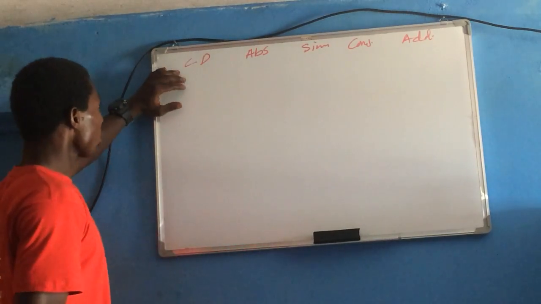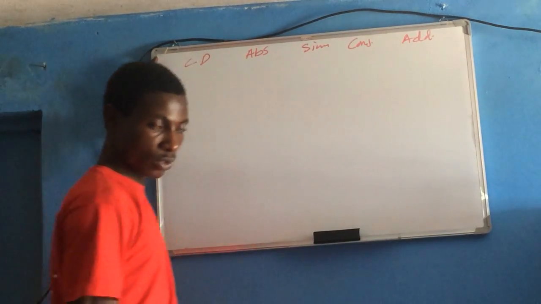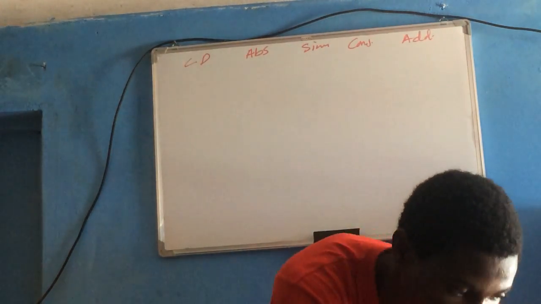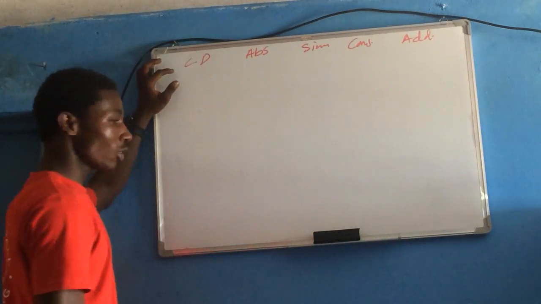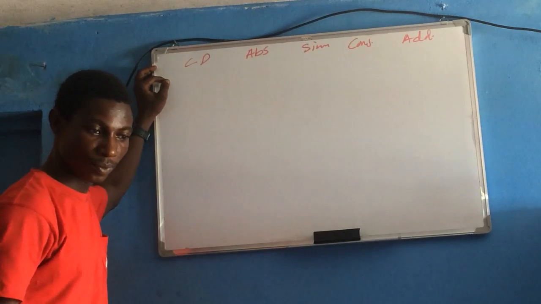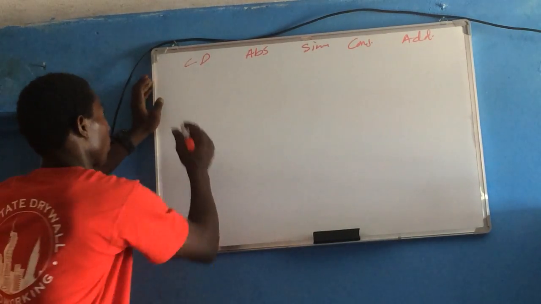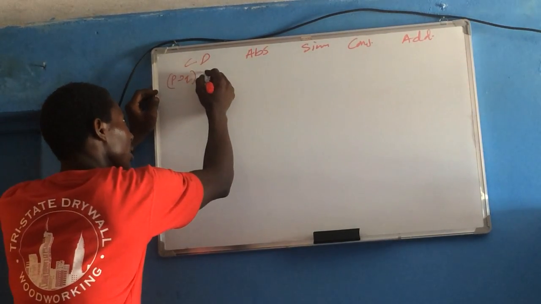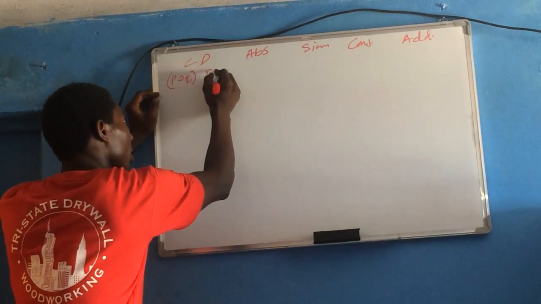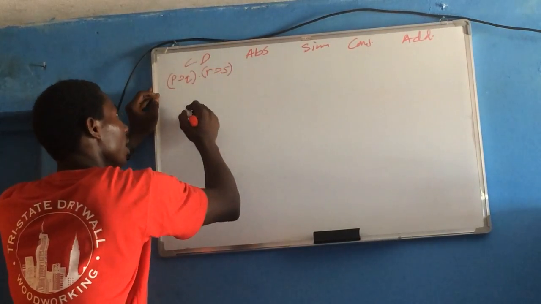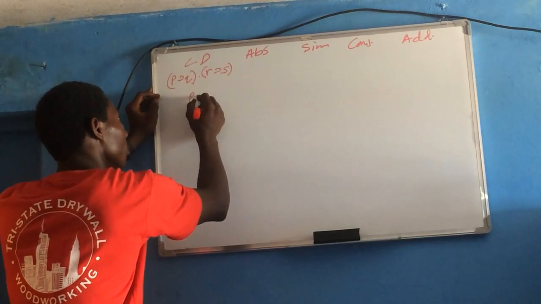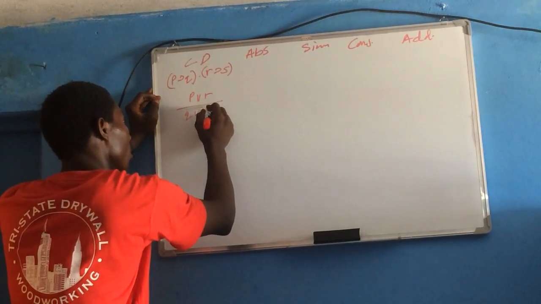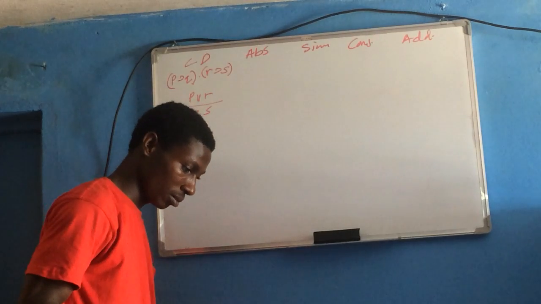Now, rule nine, constructive dilemma. Cover all your books. We are going to do this off-handed. Don't look at your book. I said cover your book. Constructive dilemma, what is it trying to say? P implies Q, and R implies S. Then P or R, therefore Q or S.